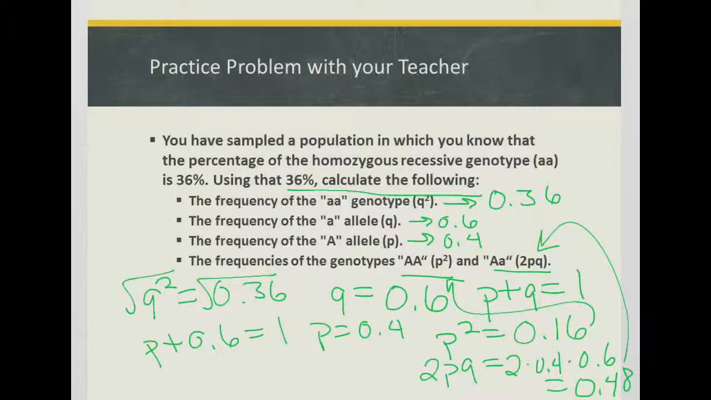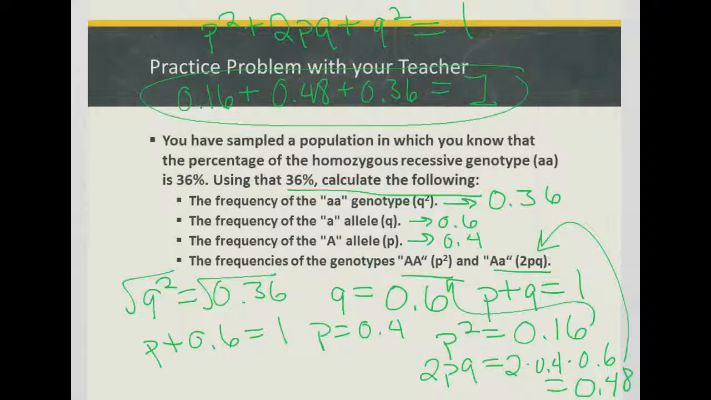If I want to check my work, I know that p squared plus 2pq plus q squared is equal to 1. So let me see, I have 0.16 plus 0.48 plus 0.36. Does that equal 1? Let me put this in my calculator. Yes, it does. So I know that all of this is correct.